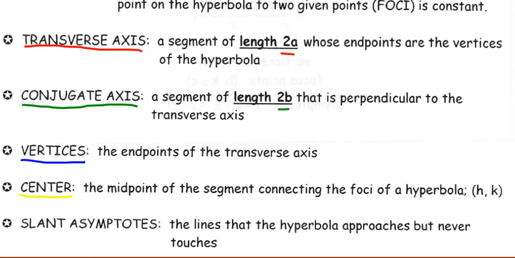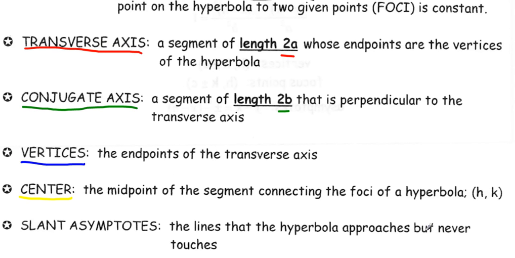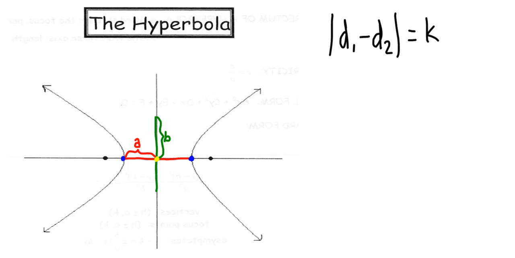Okay, so next up, slant asymptotes, the lines that the hyperbola approaches but never touches. So here's the key difference between these two pieces and parabolas: we've got asymptotes. In parabolas, we don't. In order to find these, we're going to build kind of a rectangle.